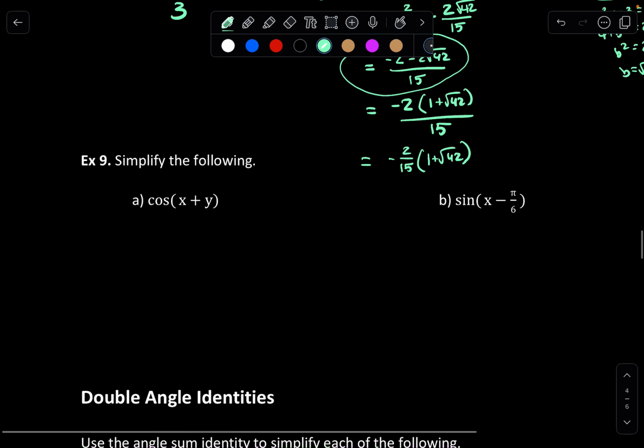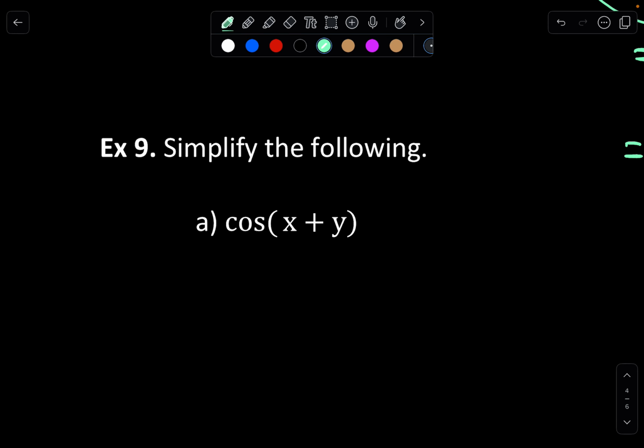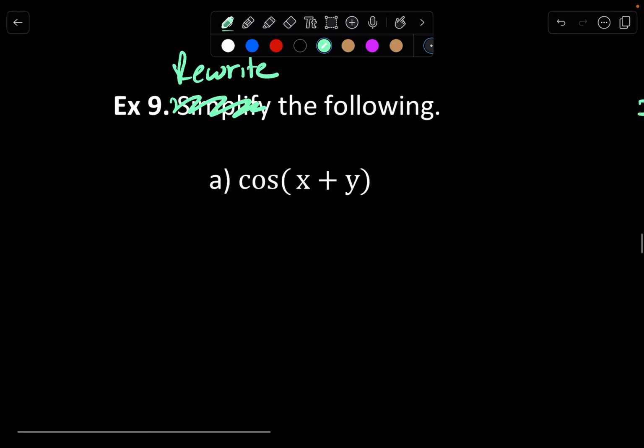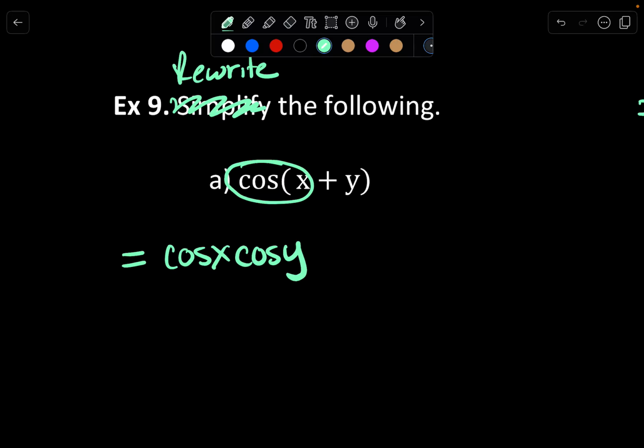All right, the last part of this, it says simplify the following. That should just say rewrite. We're not simplifying, we're just rewriting using a double angle, a sum or difference identity. So this is cosine, so the cosine x will be the first term. It's paired with itself, so it'll be cosine y. And then we change the sign for cosine, so I end up with sine x, sine y.